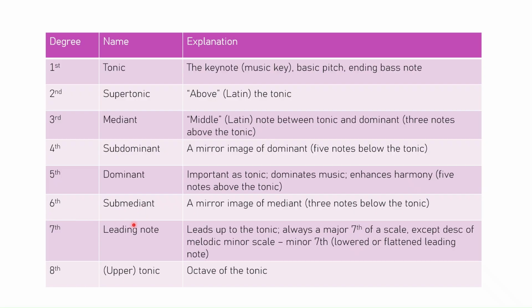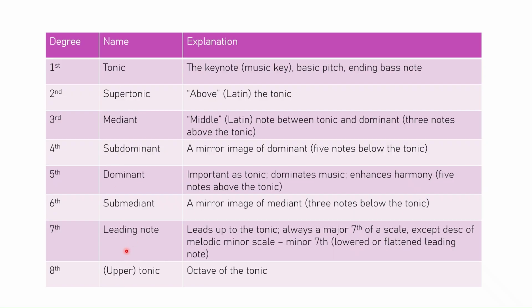The submediant is the other way around. That's the sixth note. Now we're looking at the sixth degree of a diatonic scale. It's the mirror image of the mediant. What do I mean by the mirror image? Remember, between the tonic and the mediant, you have one, two, three. You get to the mediant. Now, if you count in the same way three notes below the tonic, you get the submediant, so the sixth.